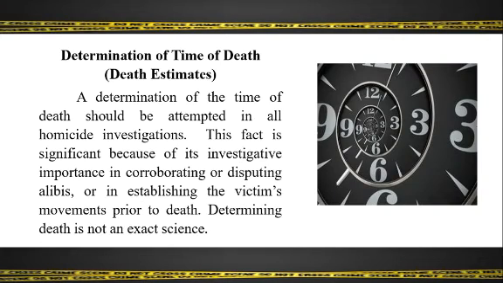Next, determination of time of death. Death estimates. A determination of the time of death should be attempted in all homicide investigations. This fact is significant because of its investigative importance in corroborating or disputing alibis or in establishing the victim's movements prior to death. Determining time of death is not an exact science.